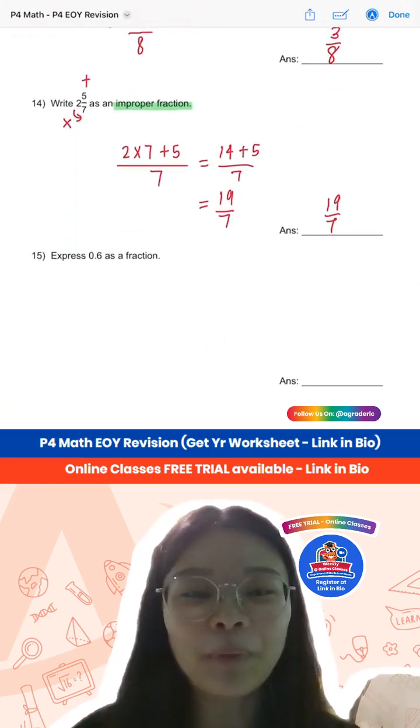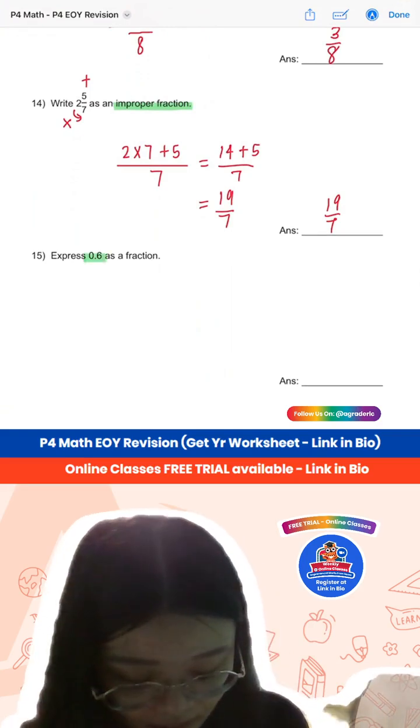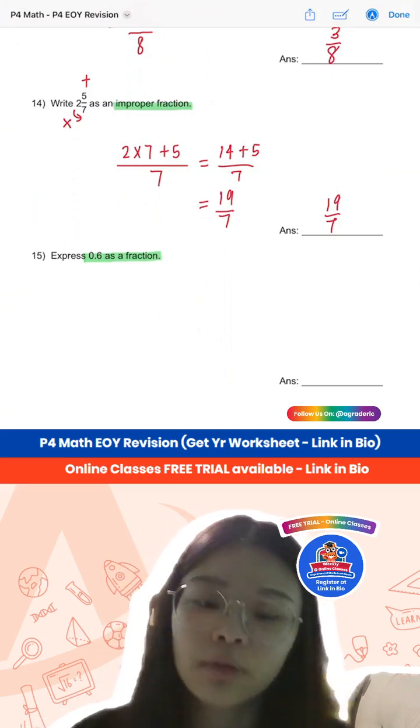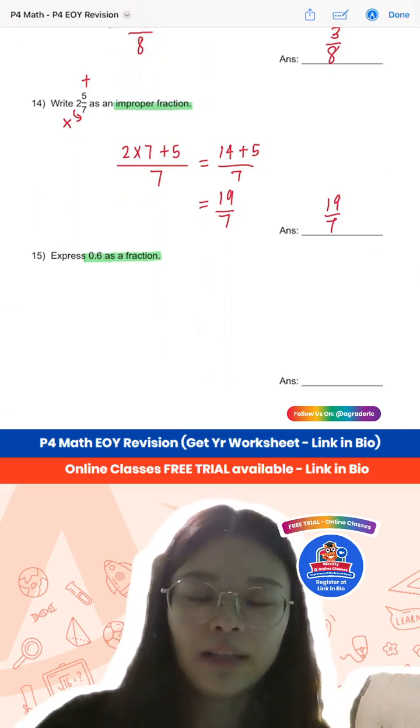Express 0.6 as a fraction. This time we change our decimal into a fraction. In our previous question, we did fraction to decimal.